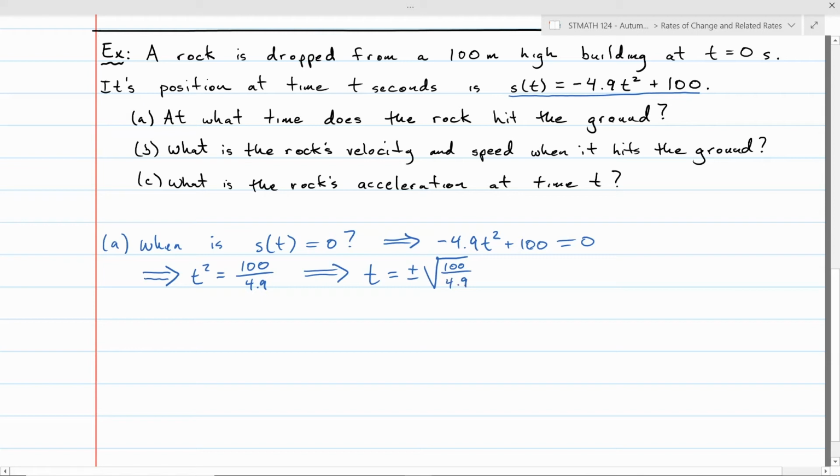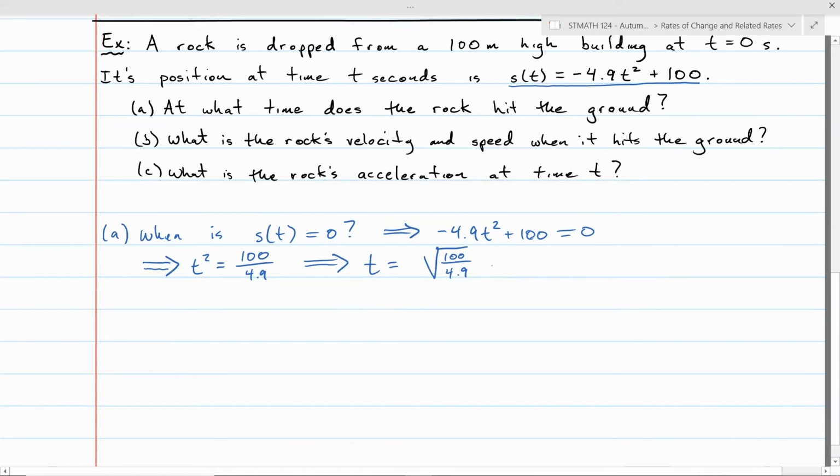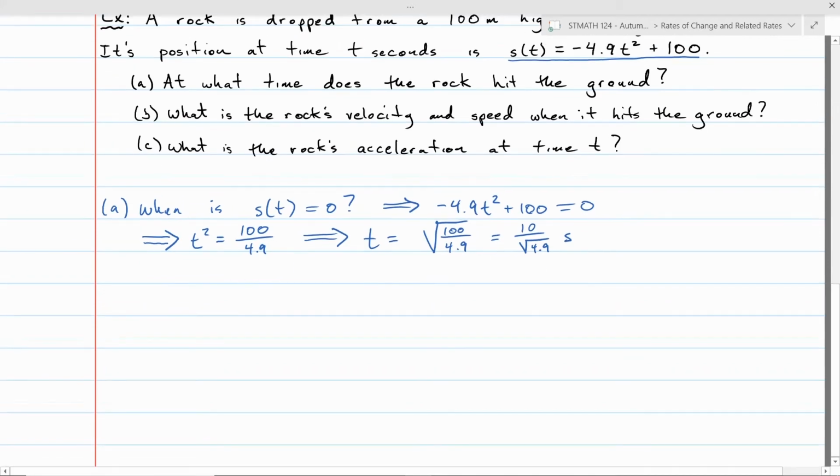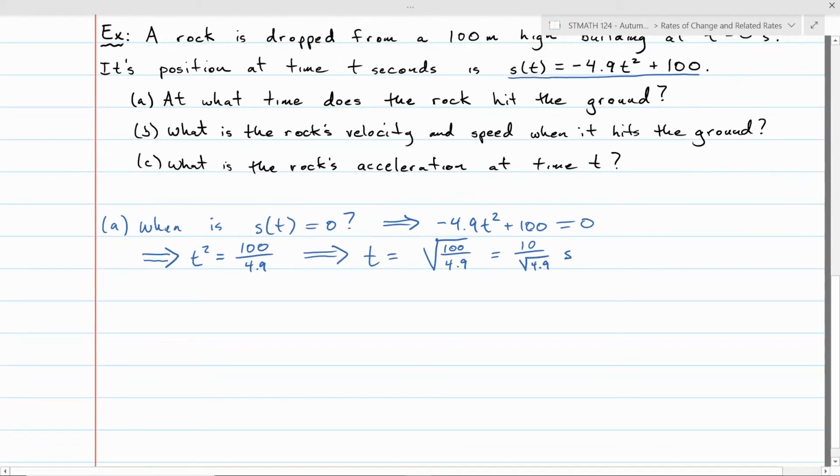But time doesn't run backwards in this example. Once you drop the rock, time moves forward. So we're going to disregard the negative root for practical reasons. I could write this as 10 over the square root of 4.9, if I like. And that's the time in seconds. This is going to be a little under 5 seconds if we punched it into a calculator, but I'm not going to bother punching it into a calculator right this second. Now, this answers part A, the time at which the rock hits the ground.